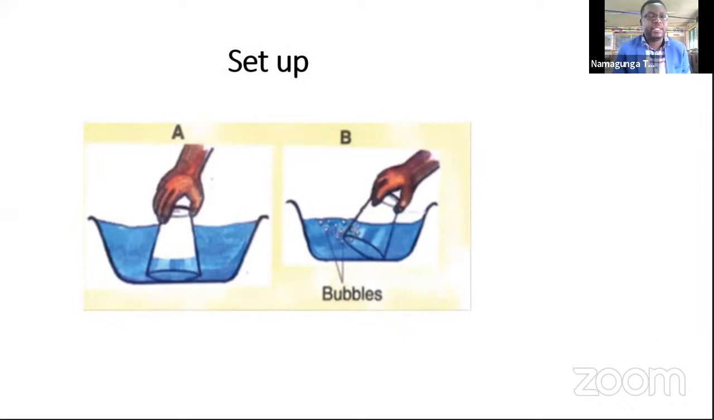When you look at that experiment, you really see that the glass was put inverted, that is upside down. And then when the person in B tried to bend it, we see the air bubbles getting out of the glass. They are not getting out of the water, but they are getting out of the glass, which means that the air which was in the glass was trying to escape, which means that air, as we call it matter, occupies space.